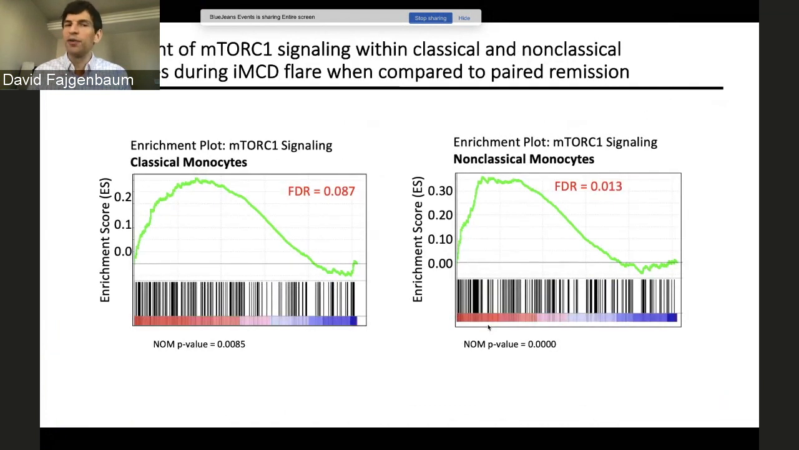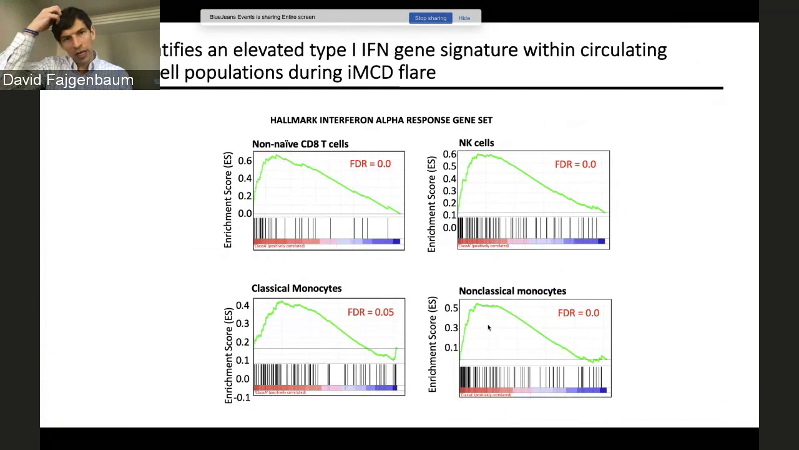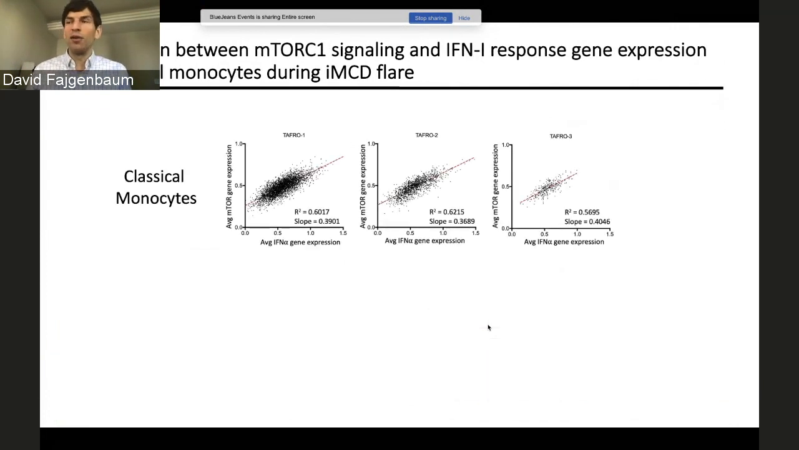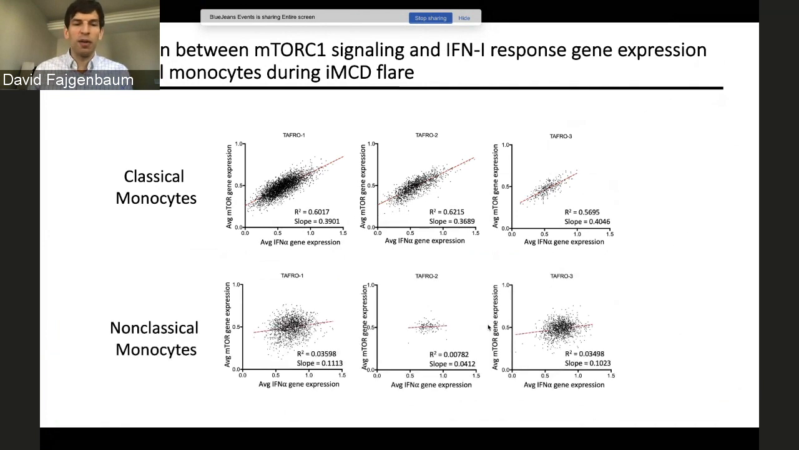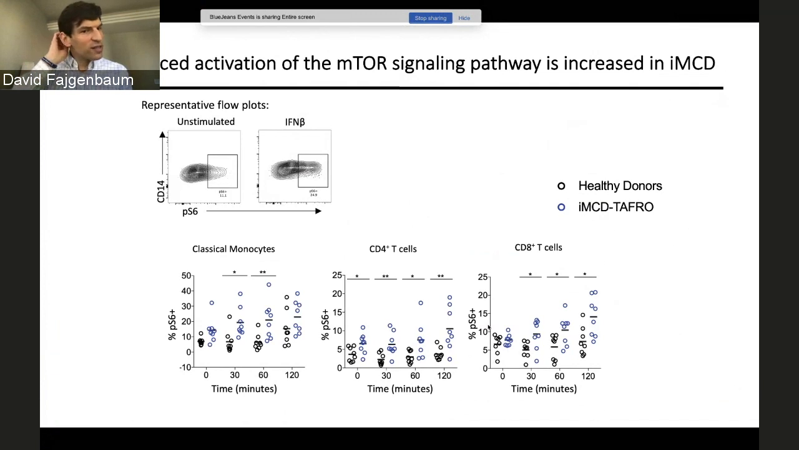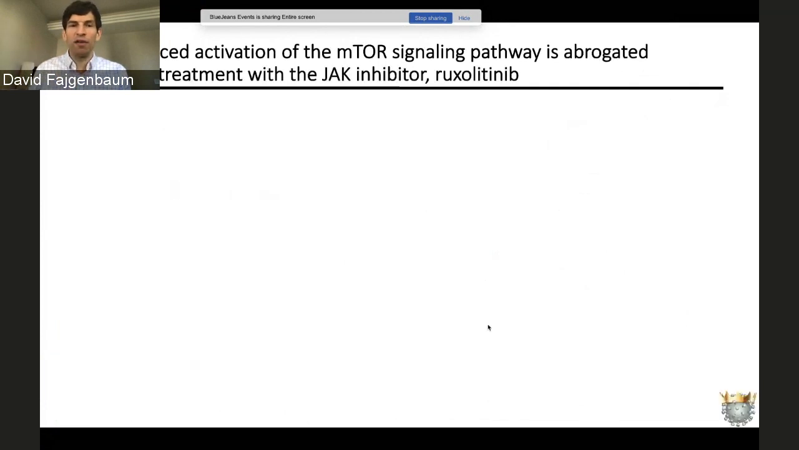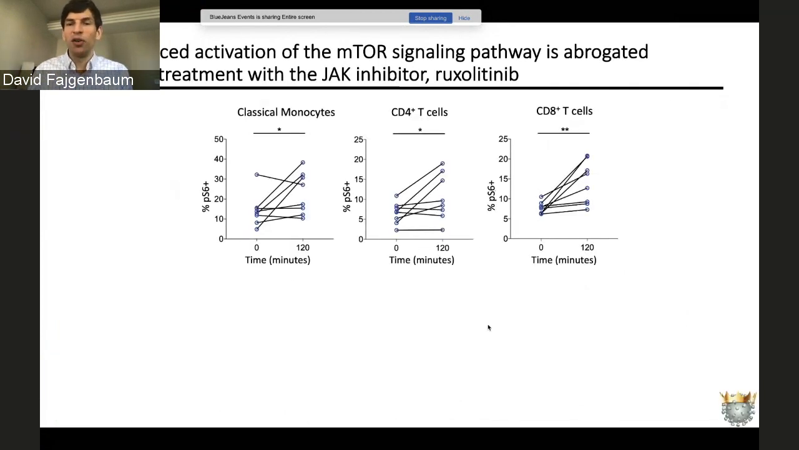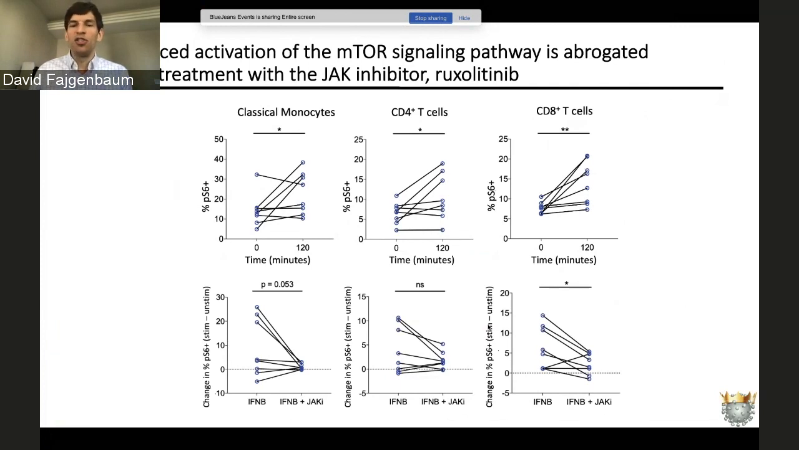She also found a couple cell types had increased mTOR activation, and then she showed that there's increased interferon alpha response gene set in some patients. So maybe interferon alpha would be important in those patients where mTOR and IL-6 blockade is not effective. And then she showed, using a similar phosphoflow experiment, that stimulating iMCD samples with type 1 interferon could again increase mTOR activation. And again, she could use a JAK inhibitor, ruxolitinib, to abrogate the increased mTOR activation.